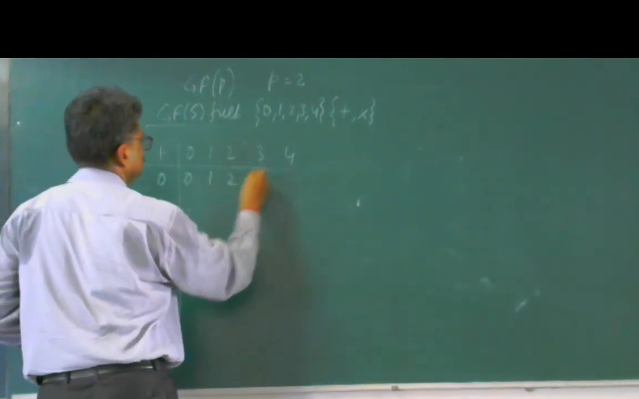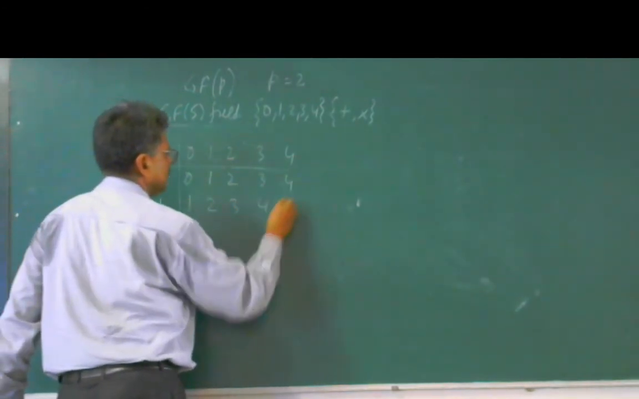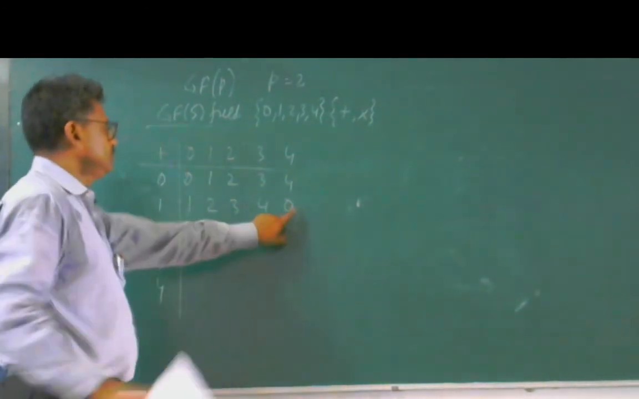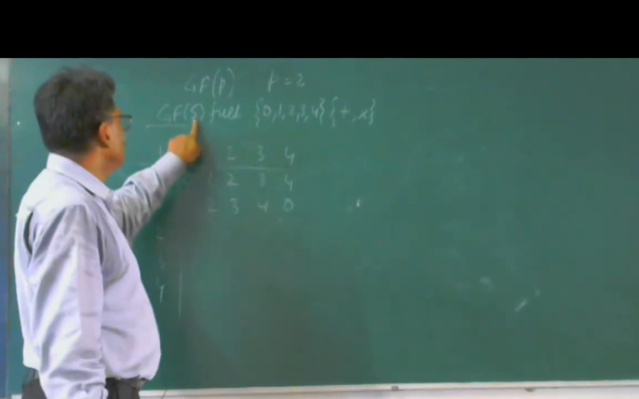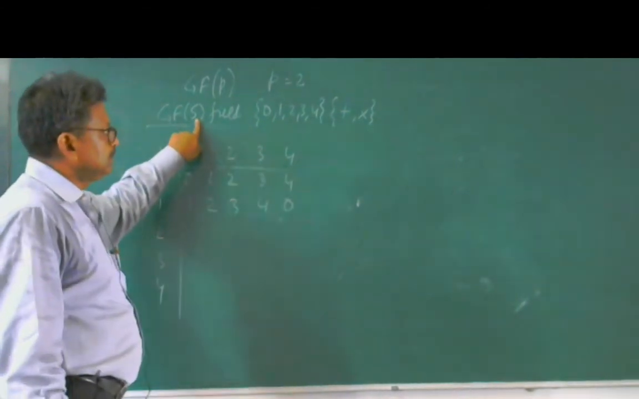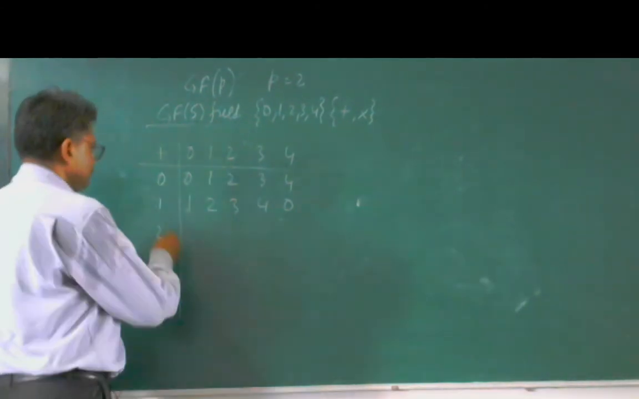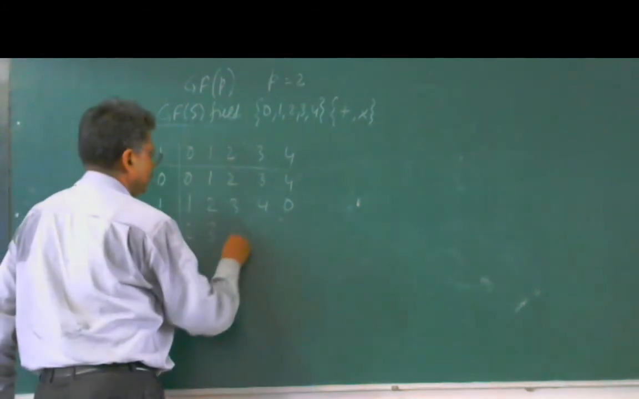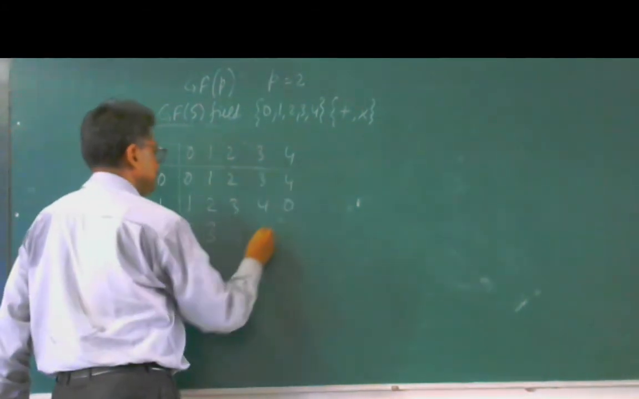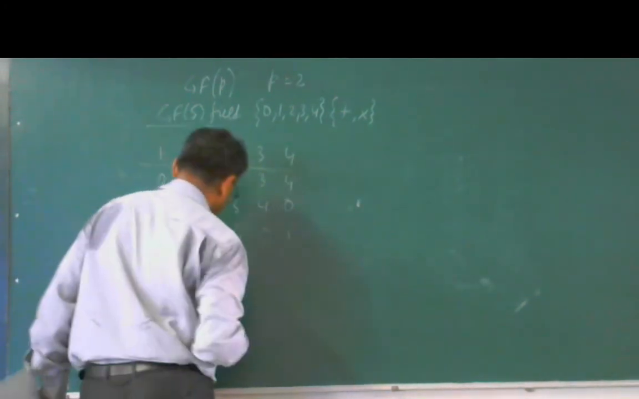0 plus 0 is 0, then 1, 2, 3, 4. If 1 is added, 1, 2, 3, 4, and then it will be 0. Why is it 0? Because 1 plus 4 is equal to 5, and the modulus is 5, so 5 mod 5 is equal to 0. Similarly, 2 plus 0 is 2, 2 plus 1 is 3, 2 plus 2 is 4, 2 plus 3 is 5, 5 mod 5 is 0. 2 plus 4 is 6, 6 mod 5 is equal to 1.